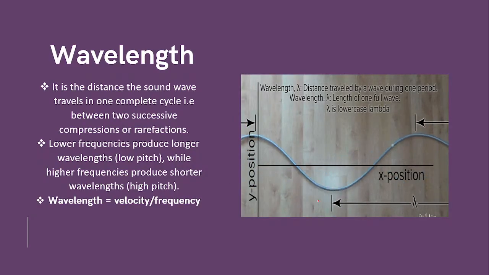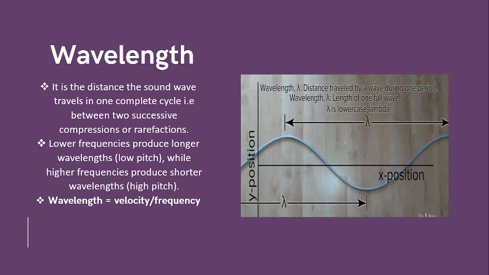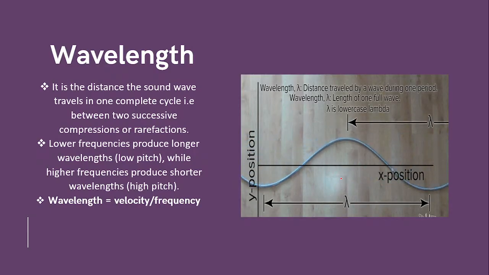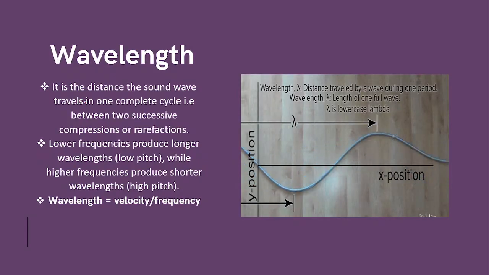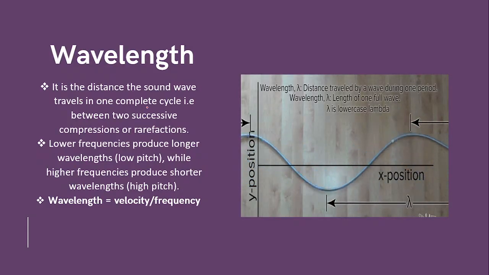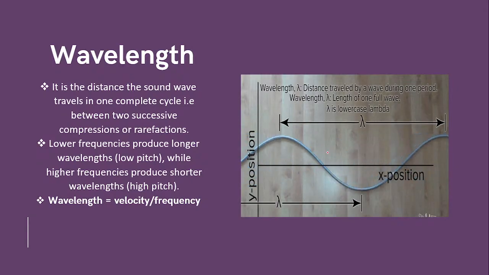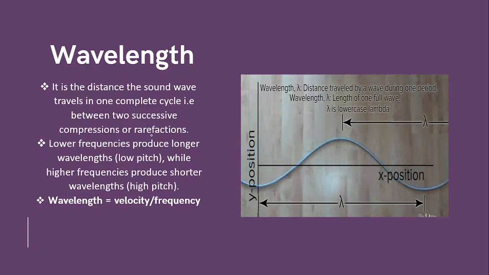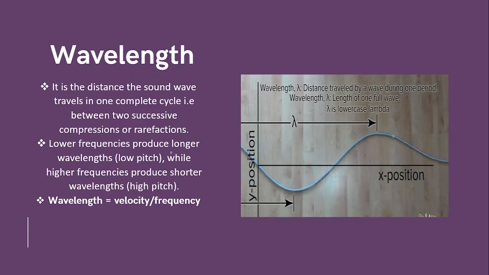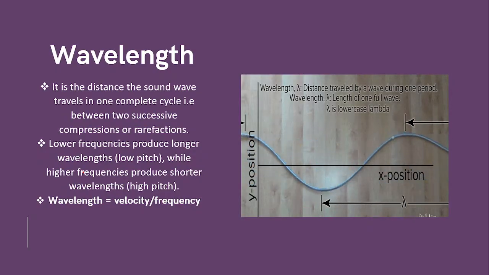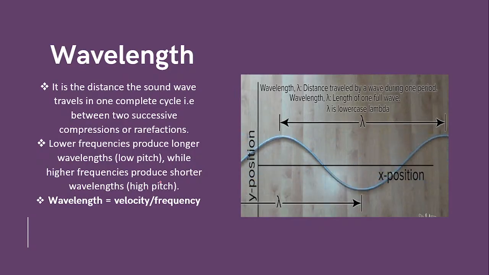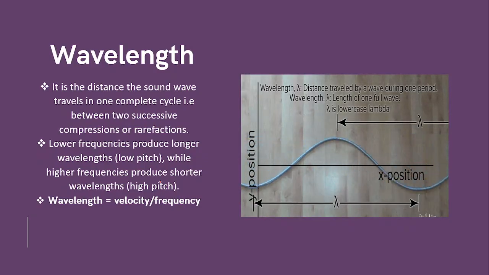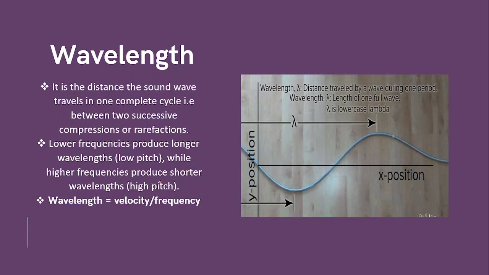So this is wavelength. Now see here, can you see the wavelength? Either the upper one or the consecutive lower one. That is one complete wavelength distance. It is the distance a sound wave travels in one complete cycle. This is one complete cycle, between two successive compressions or two successive rarefactions. Lower frequency produces longer wavelength, that is low pitch, while higher frequency produces shorter wavelength, or high pitch. Remember this: low frequency means longer wavelength, higher frequency means shorter wavelength. And what is the formula of wavelength? Wavelength equals velocity divided by frequency.